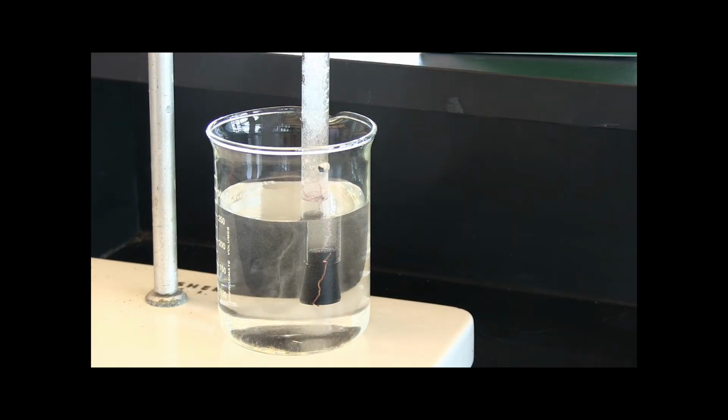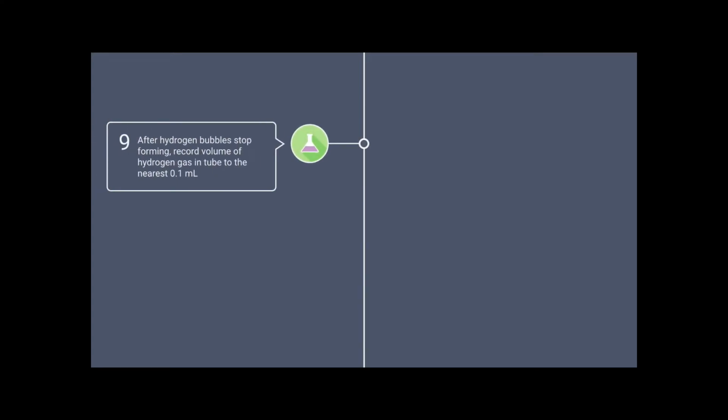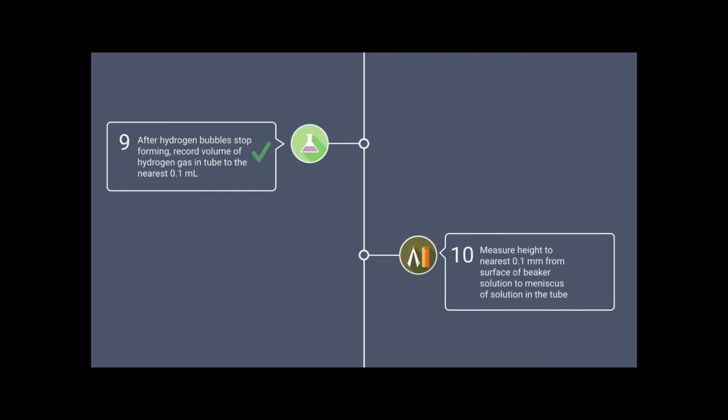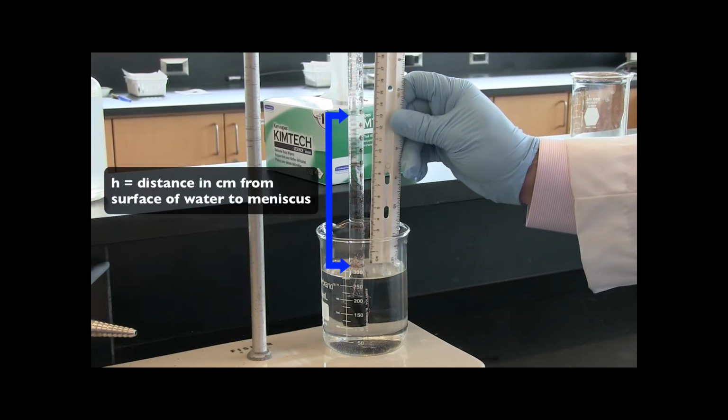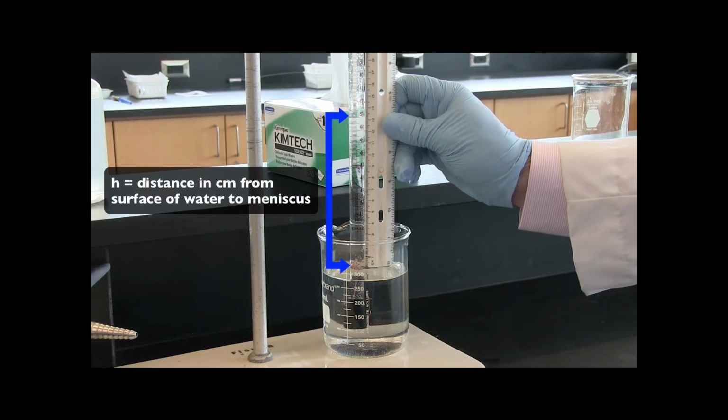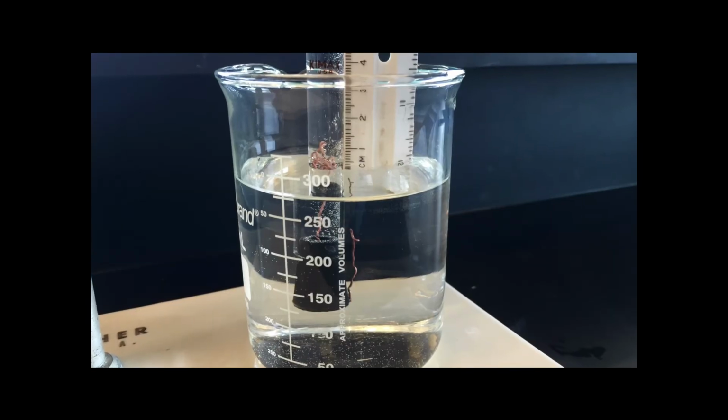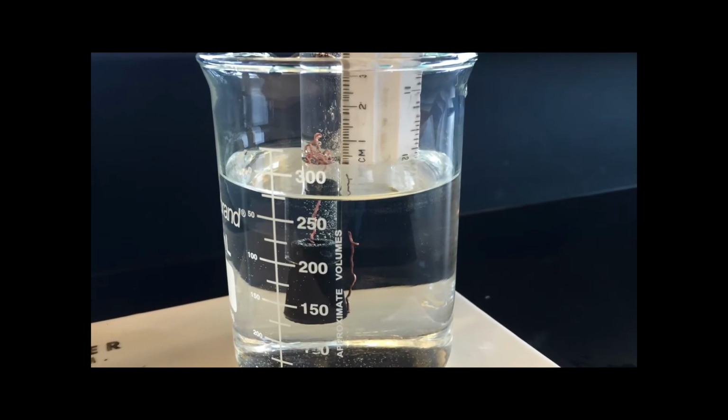Once the hydrogen bubbles stop forming, record the volume of the hydrogen gas to the nearest 0.1 milliliter. That part's pretty straightforward. For step 10, you need to measure the height of the column of solution from the surface of the beaker to the meniscus. So carefully line up the ruler so it just touches the surface, and measure how high the column goes.